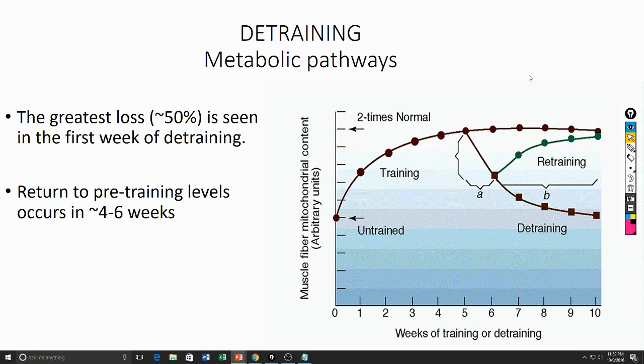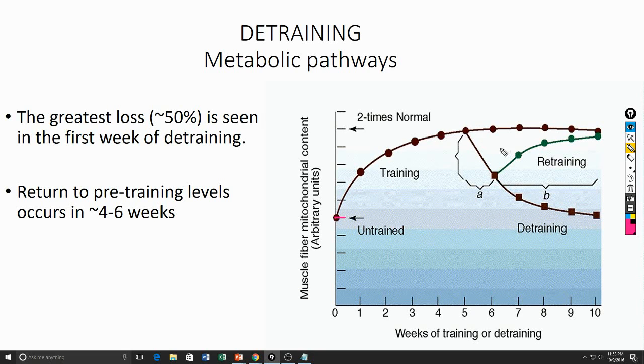And last but not least, within the realm of training, let's talk about detraining. Detraining is the condition of stopping exercise. With the study here, they had people who were untrained. They trained them for a period of 5 weeks, and then about half of them stopped for a week.